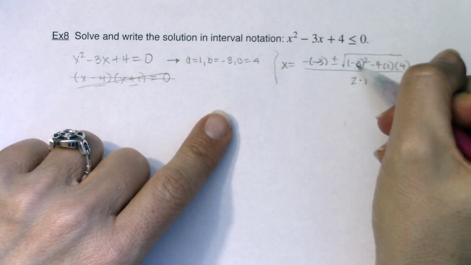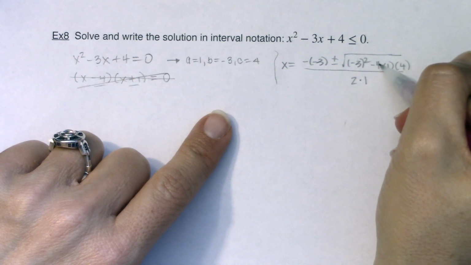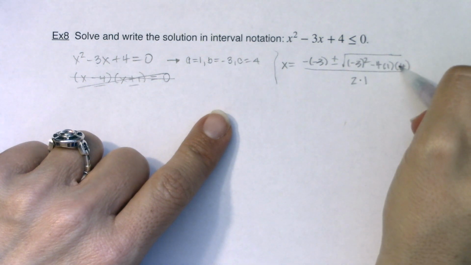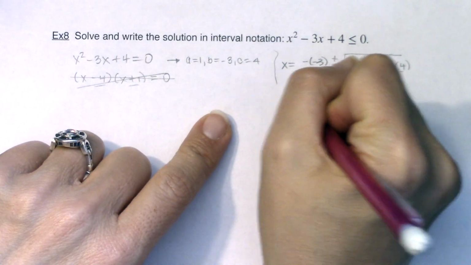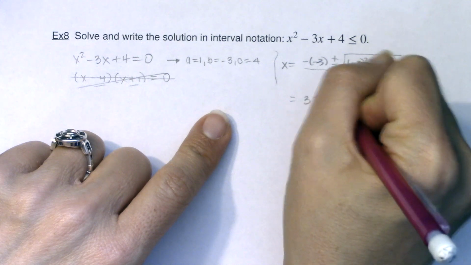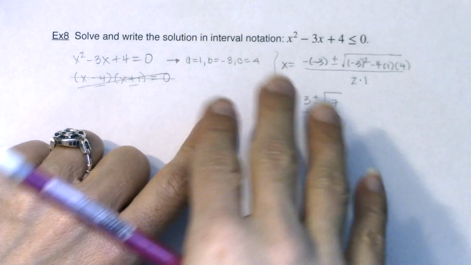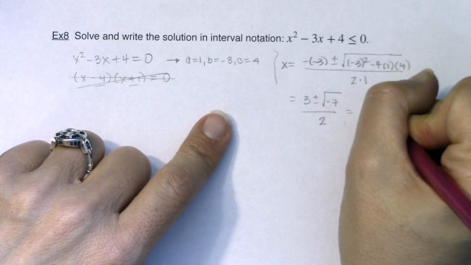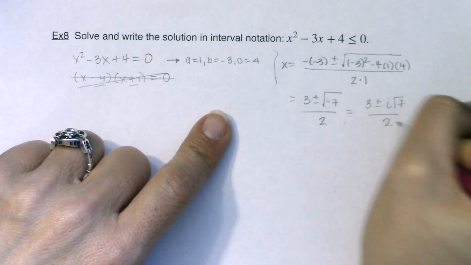Okay, so let's work this. I've got negative 3 squared, which is 9. This is a positive, positive, positive, and it's being subtracted. So I ultimately have 9 minus 16. So I have a negative 7 under that radicand. So I'm looking at 3, because it's the opposite of negative 3, plus or minus the square root of negative 7, over 2. And as we learned way back in chapter 2 from the college algebra book, this is where the i's come out. So this is going to be 3 plus or minus i root 7 over 2.